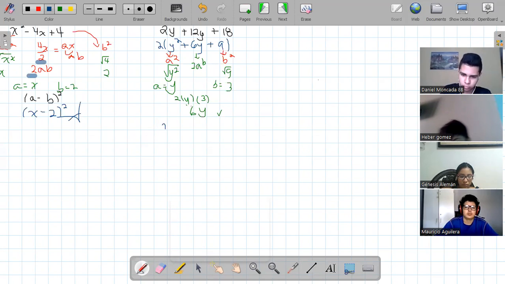So I'm going to copy the 2, that was a GCF. I open a parenthesis. Both are positive. So remember, we're using the formula a plus b, to the square. That's the formula that we're supposed to be using. A is y, b is 3, and I place that to the square. And that is my final answer.